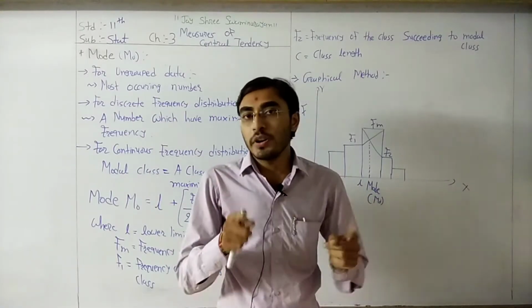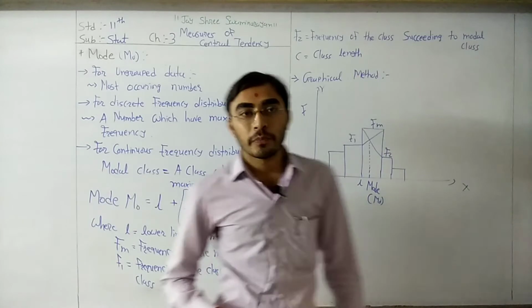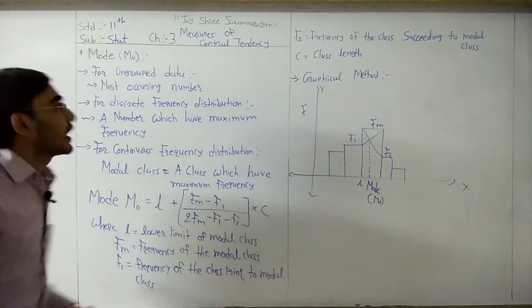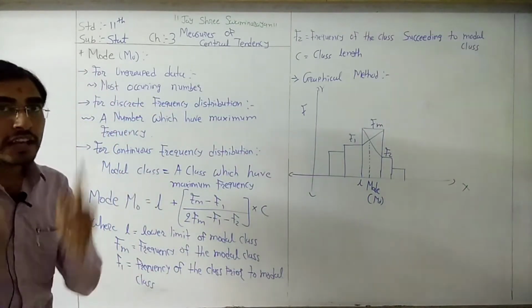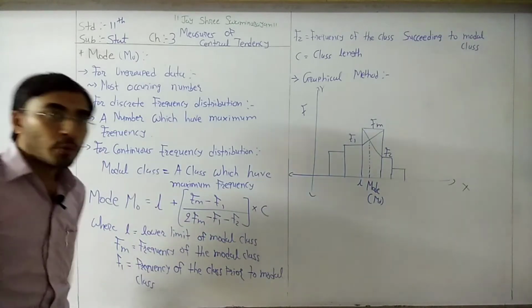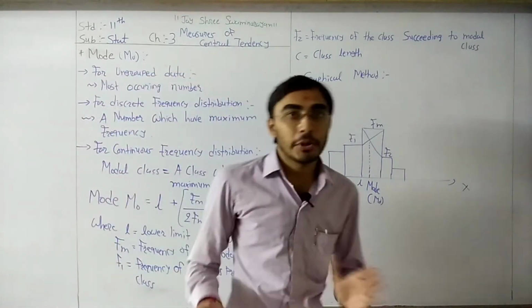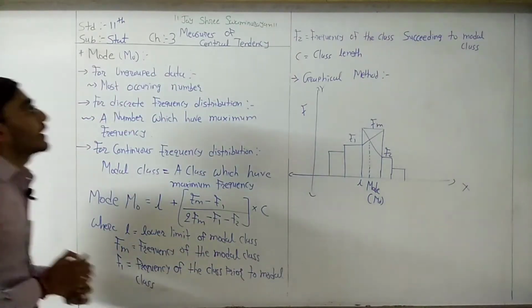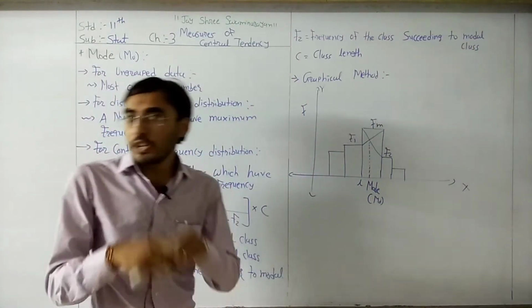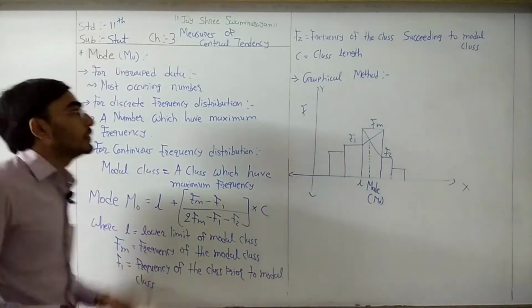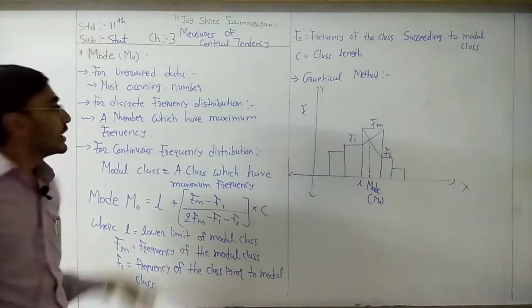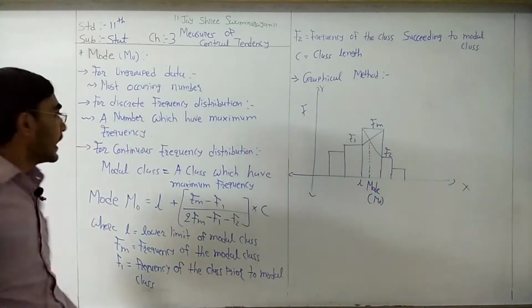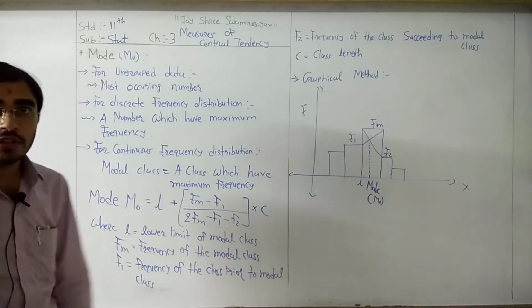Then our next topic is mode. Okay, mean, median, and third is mode. Mode is very easy as compared to mean and median, right? Now for mode, we have three types of data. Which ones? Ungrouped data, discrete frequency distribution, and continuous frequency distribution.